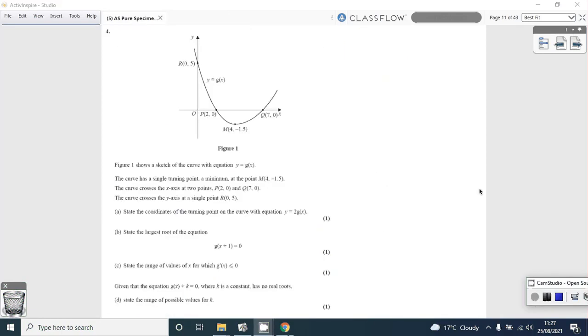So have a go at question 4 on transformation of graphs. So pause now if you want to go from scratch, or continue playing the video for the hints.